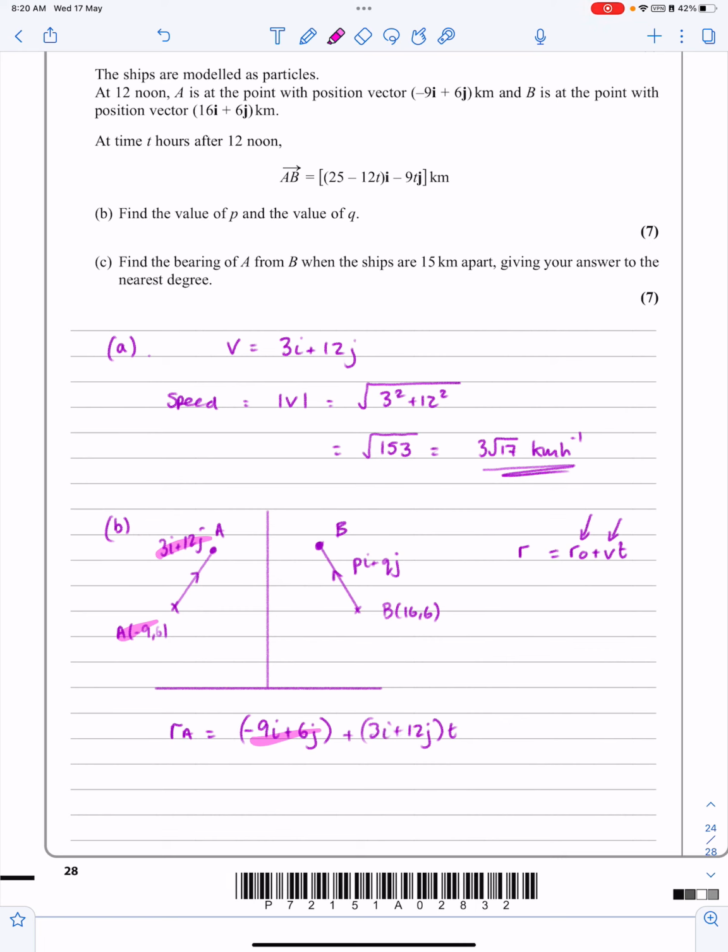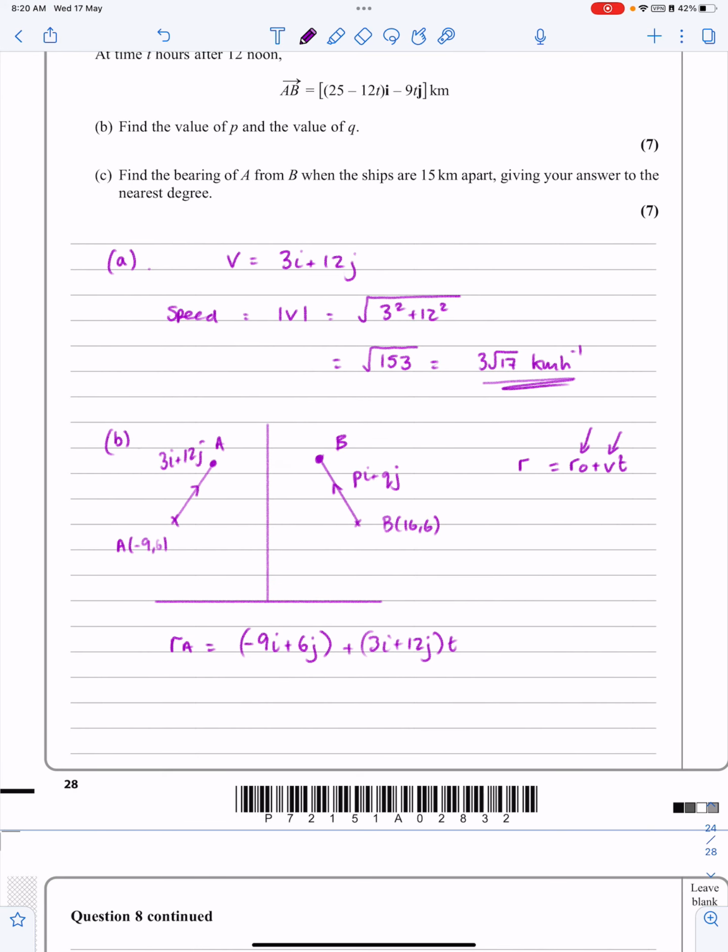I make so many mistakes when I'm doing these questions, mixing up everything, because I don't concentrate. RB is the same thing but the other side. So it's 16 and 6 is where it starts off from, and pi plus qj is the velocity, the thing that I'm multiplying by t.